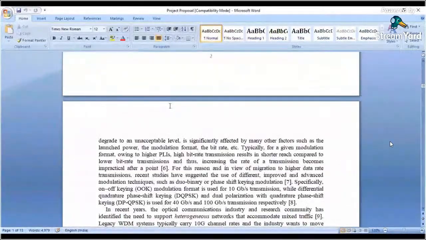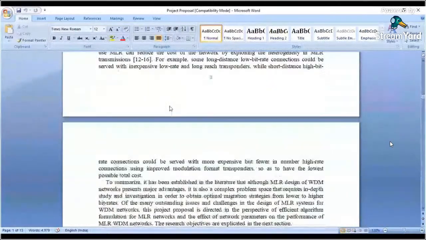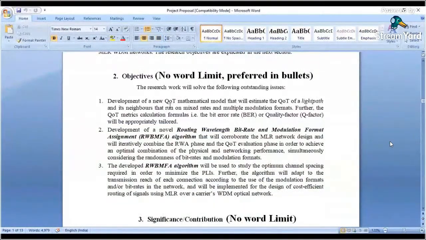So this format again is given by the DST or SERB, and you just had to follow the template. Then comes the objective, and here they had put that there is no word limit, but preference is in terms of bullets. So you can see that this was a 36 months project with an extension of 6 months. I had mentioned three objectives, each objective to be finished in 1 year.